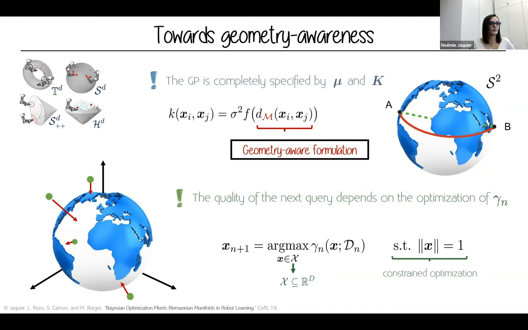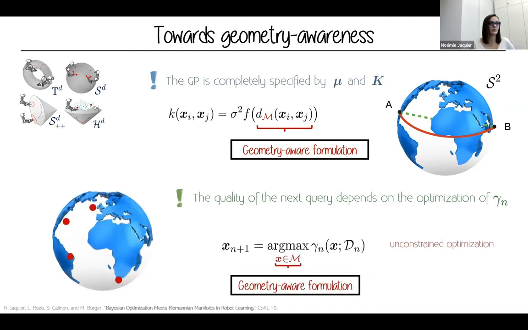So what we propose here, instead of having this constrained optimization, is to directly optimize our acquisition function on our specific geometry in a geometry-aware formulation so that we have an unconstrained optimization. So these are basically the two points on which we need to work in order to have Bayesian optimization for data that have those specific geometries.